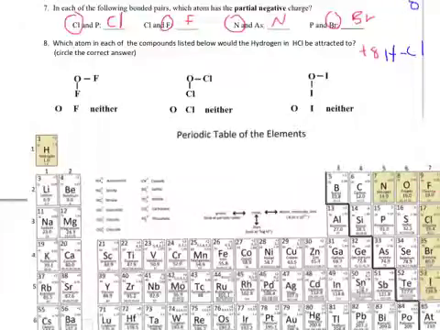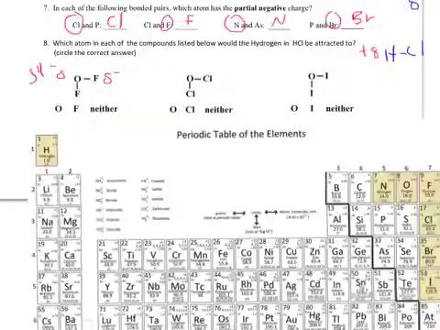Now that gives us a difference of 0.54, which means it is a polar covalent bond, and in this case fluorine has a higher electronegativity value and oxygen has the lower. So because fluorine has a higher electronegativity value, fluorine is going to establish a partial negative charge, and oxygen will have a partial positive charge.